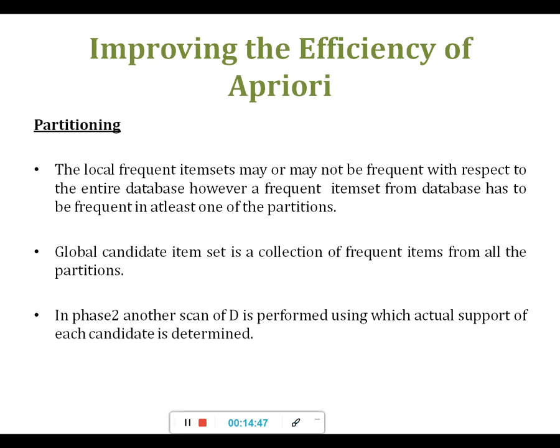So this is phase 1, where we do the partitioning, and in phase 2 another scan of the data transaction set is performed, in which the actual support of each candidate is determined. So according to the support count, we scan our whole data set for the candidates we found in the global candidate item sets, and calculate the actual support count of these candidate item sets.